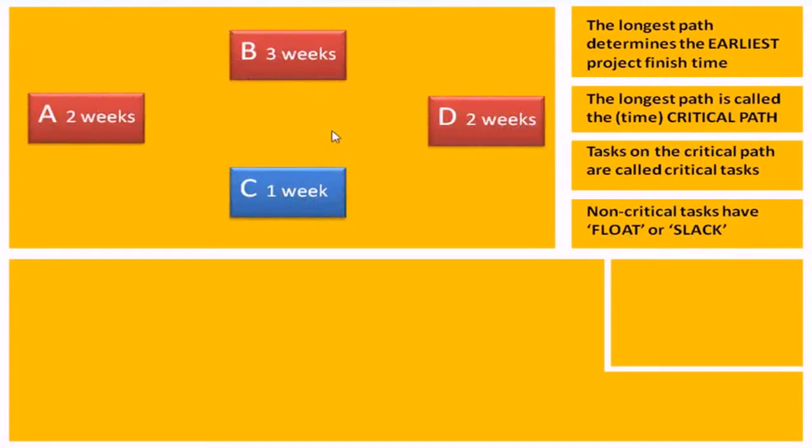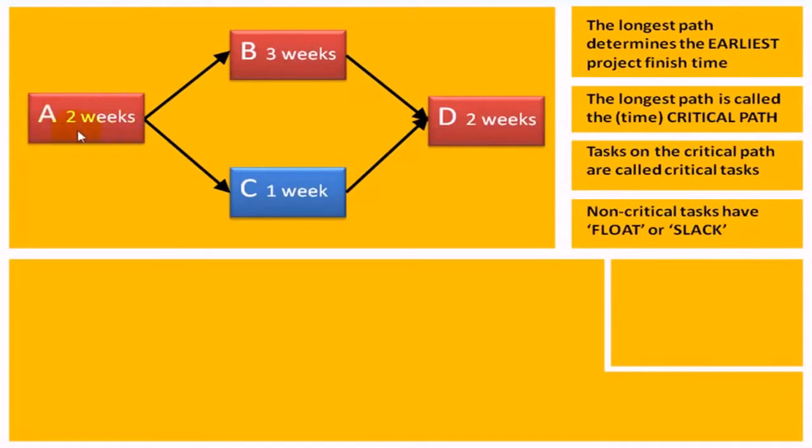Here's a very simple example of a project. Just 4 tasks. Task A of 2 weeks in duration, Task B of 3 weeks, Task C of 1 week, and Task D of 2 weeks. Let's link them together in a very simple fashion. And if I asked you to tell me what is the earliest time we can finish this project, you'd say, well, it depends, Dave, on the longest path.